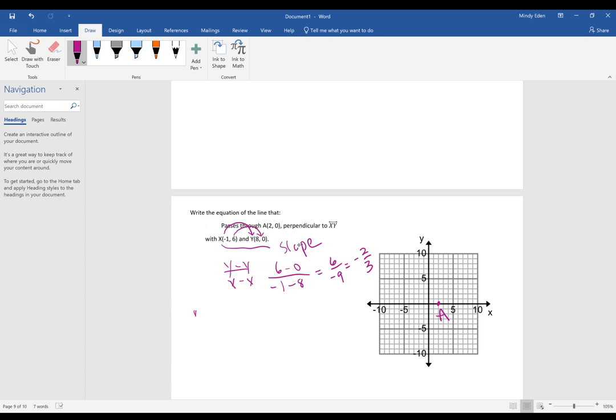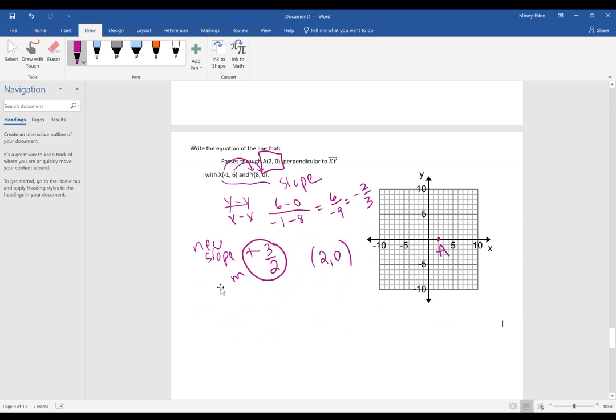So my new slope, in order to be perpendicular, needs to be the opposite sign and the reciprocal. So I know I want my slope to be 3/2, and it has to pass through the point (2, 0). So that gives me an x and a y to use.